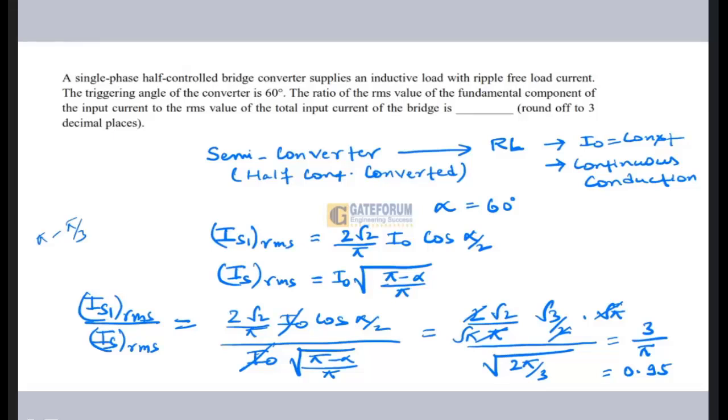So it was the value of the ratio for this semi converter. At alpha equal to 60 degree, for this semi converter, I am getting the fundamental RMS current by total current ratio as 0.95. So this was the ratio they were asking for. So the answer is 0.95.